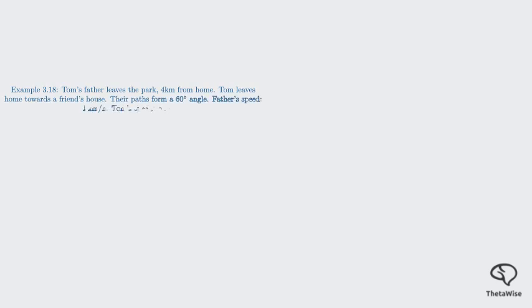Let's revisit our first problem from today's session. Example 319. Now that we've seen several different types of optimization problems, you should be able to approach this problem with a clear strategy. The problem asks for the time when the distance between Tom's father and Tom is a minimum, and what that minimum distance is. We have speeds of 4 and 5 kilometers per hour, and an angle of 60 degrees between their paths.